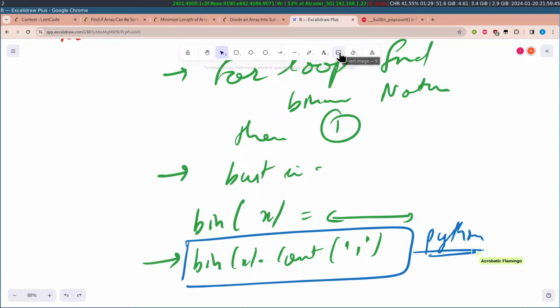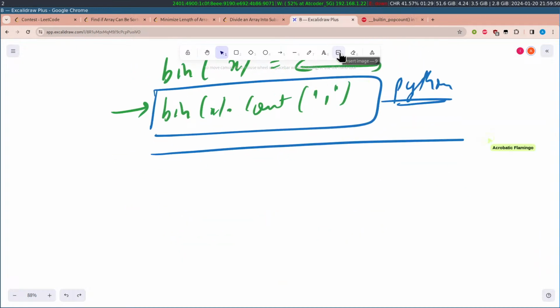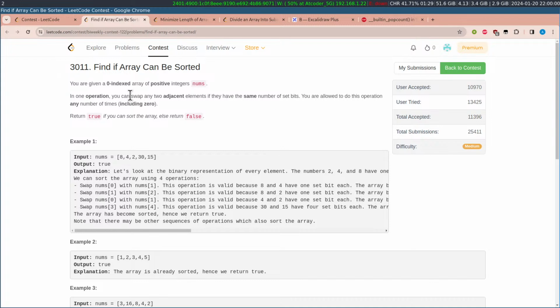So now we have figured out how to count the number of set bits. The next part is that we can only swap adjacent elements. When we can only swap adjacent elements, the idea is like insertion sort, or bubble sort, I'm forgetting the sorting algorithm name, but I'm pretty sure there is a name for it.